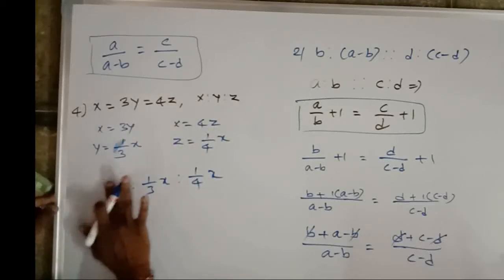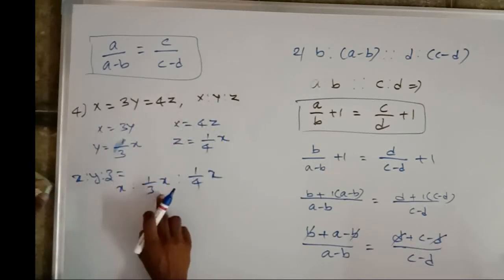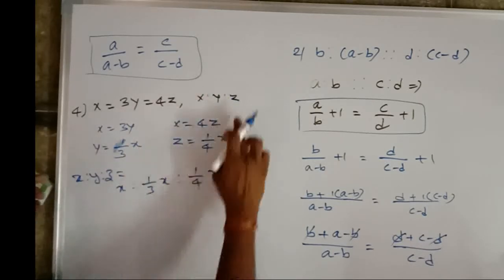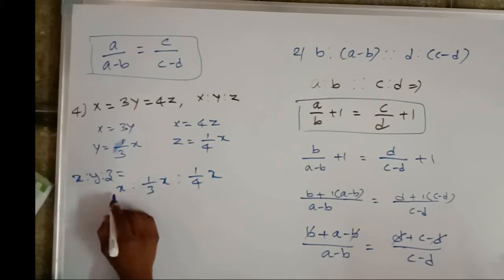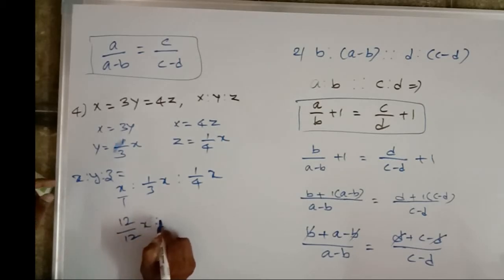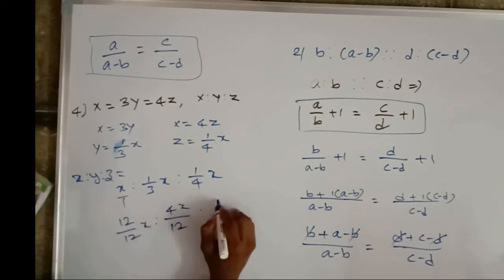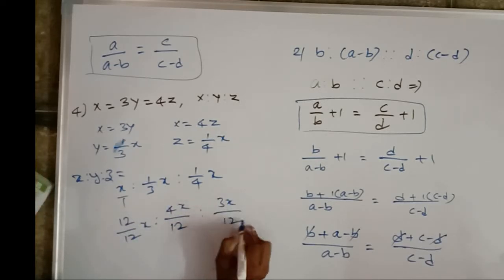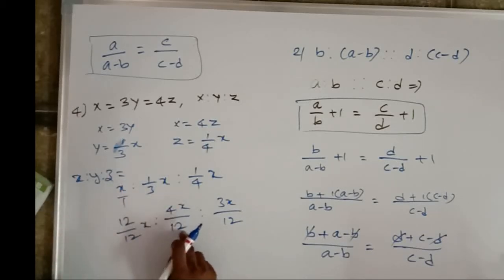So here I am taking x is to y is to z is equal to x, and y value is 1 by 3x and z value is 1 by 4x. Now the LCM is 12. So 12 by 12x is 1, 4x by 12 is to 3x by 12. The LCM is 12, so 12 by 12x is equal to 1 I am getting. And 4 ones are 4, 3 ones are 3.